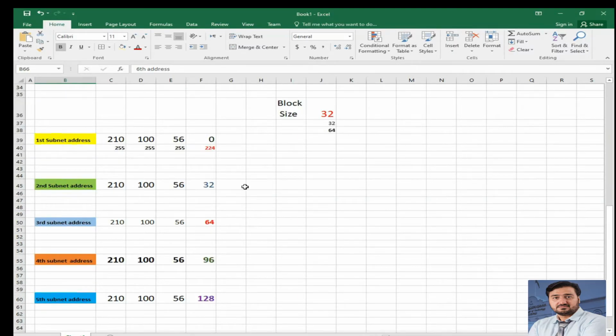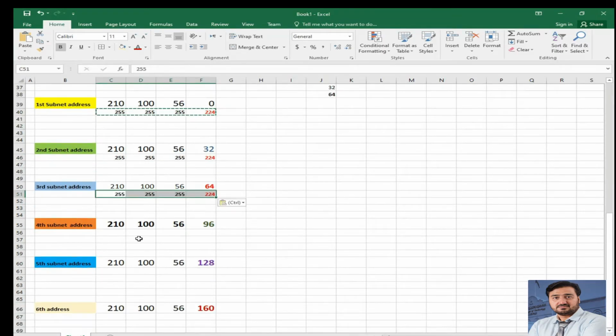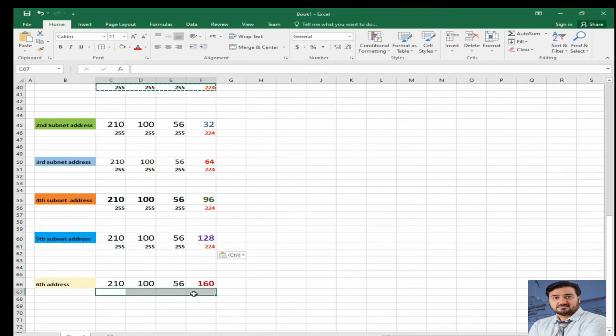So the subnet mask will be the same. This is the subnet mask for the first subnet address, and it will be the same for all. This value will be the same, 224. This will be our subnet mask, our customized subnet mask.